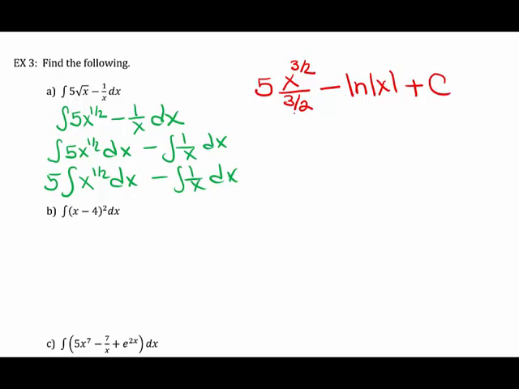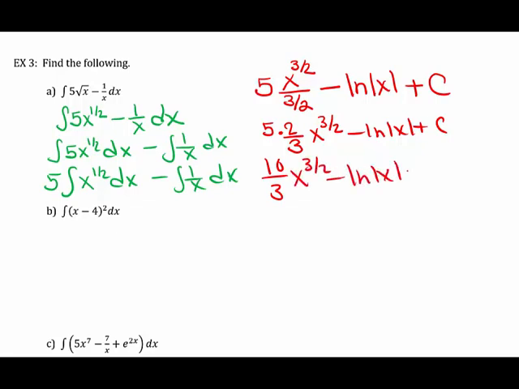Now, dividing by a fraction is the same thing as multiplying by its reciprocal. Copy, dot, flip. So dividing by 3/2 is the same thing as multiplying by 2/3. And so my final answer is going to be 10/3 x to the 3/2 minus natural log of x plus c. Don't forget that plus c.